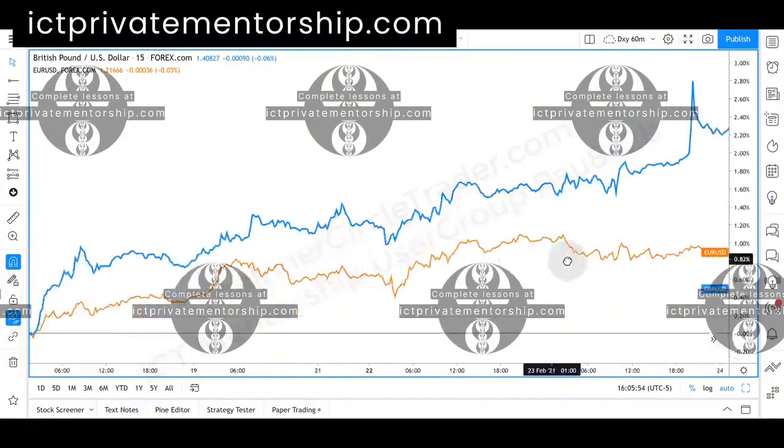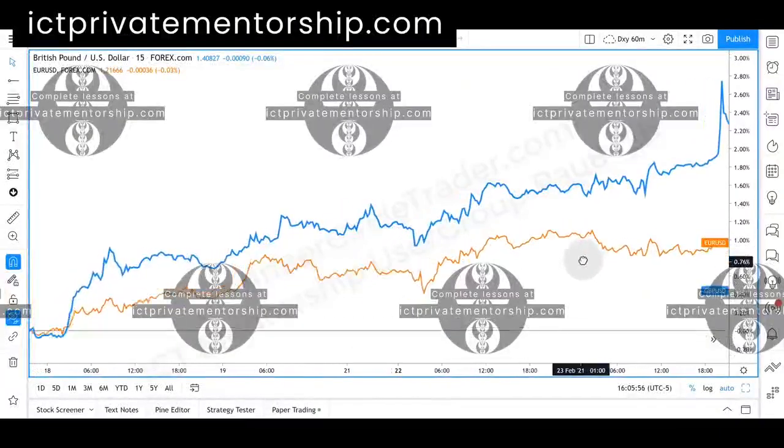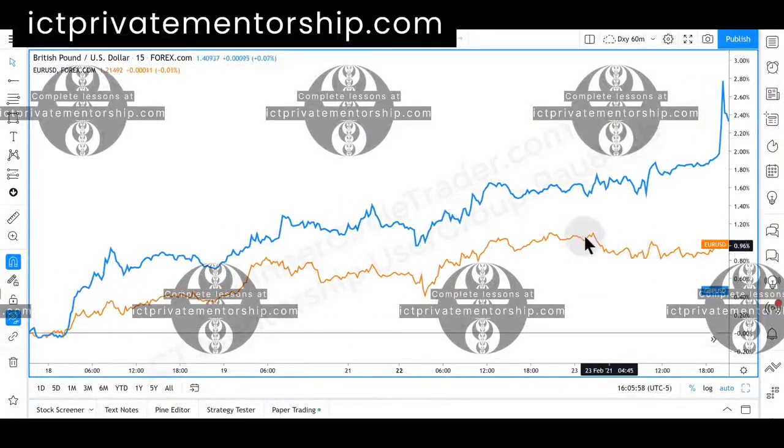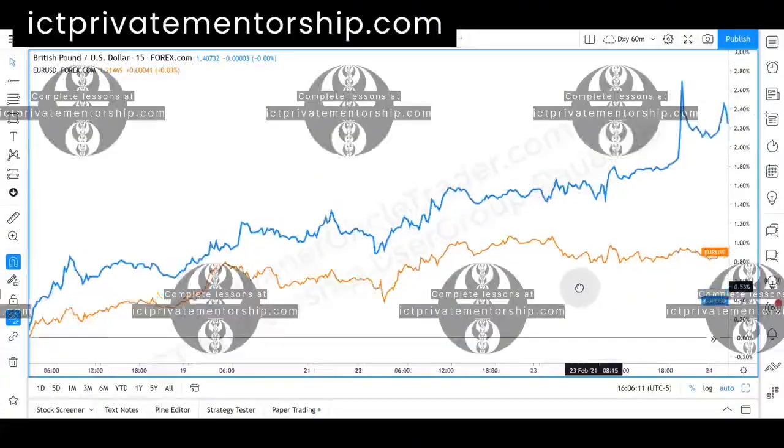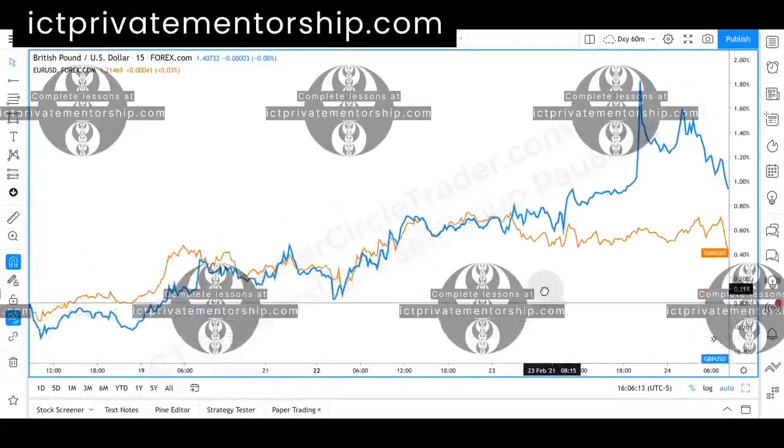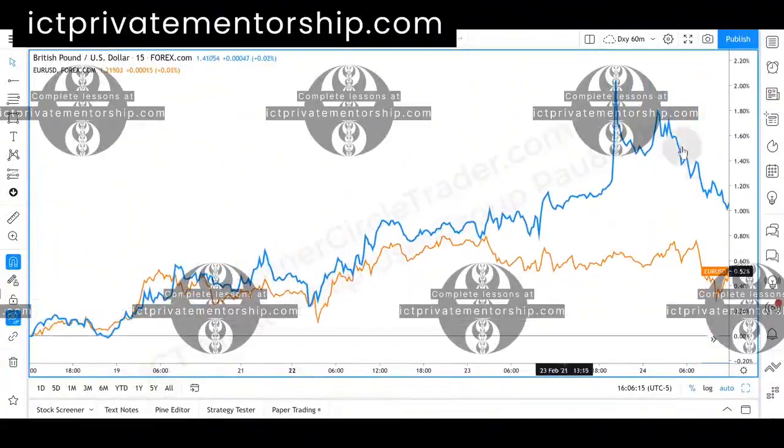Go back to that. Which one's going lower? The orange one. What's that? Euro Dollar. Which one's failing to make a lower low when this one's going lower? Cable. Cable outperforms on the upside. Euro fizzles out and can't go higher. See that? And eventually they get in sync with one another again and start to trade in tandem.